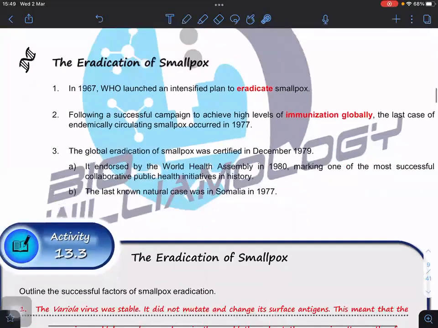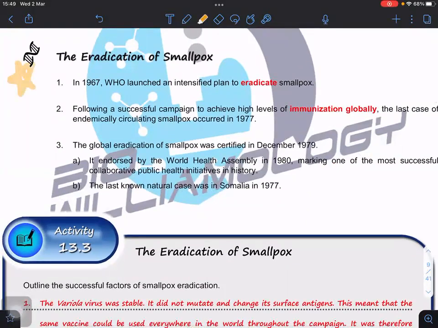Highlight this part, very important: the eradication of smallpox. Why is the eradication of smallpox by using vaccination so effective and successful? In the 1960s, WHO started to launch an intensified plan to eradicate smallpox because smallpox killed too many people, particularly young kids. Are you clear? And a lot of the time, because of the lesions, infection developed. If you didn't take care of the wound, infection took place.